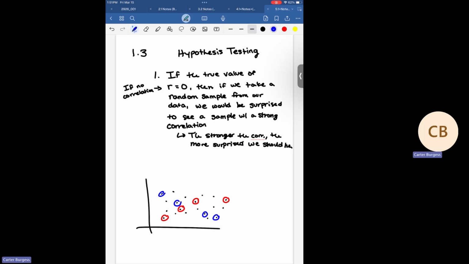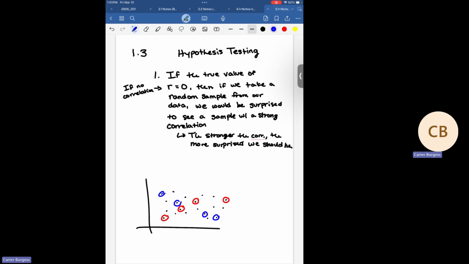But that shouldn't happen very frequently. If there is truly no correlation here, this should happen not often. And what not often means, we'll define here in a second. Okay, but I want it to be clear, yes, this can occur, but it's probably not going to happen by just random chance. It certainly can, but it's probably not.